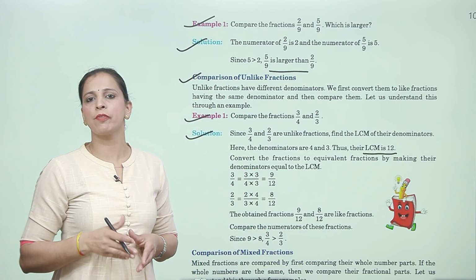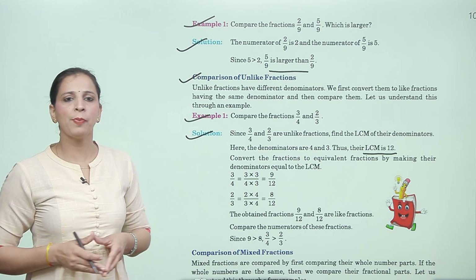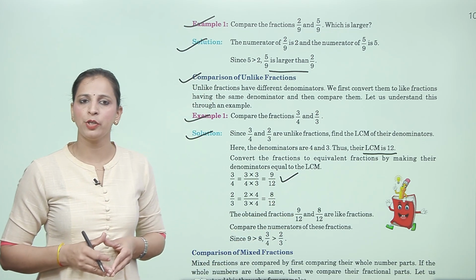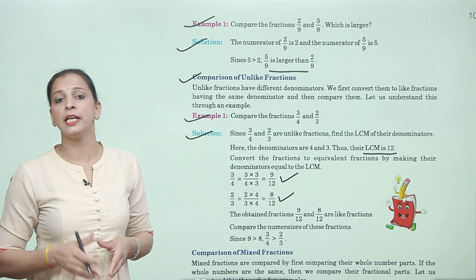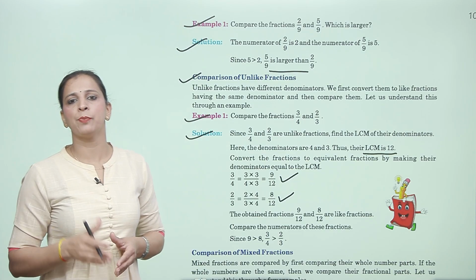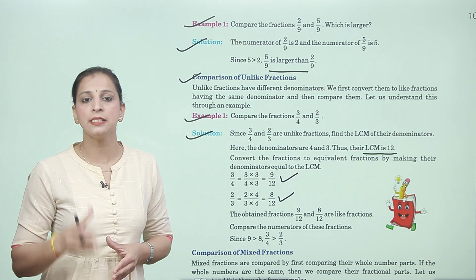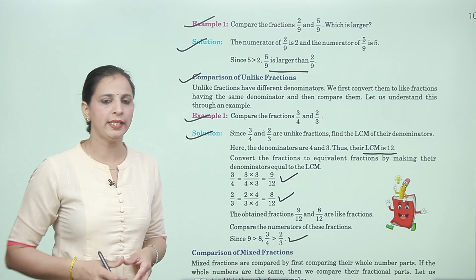Convert the fractions to equivalent fractions by making their denominator equal to the LCM. Now 3 by 4 is multiplied by 3, both numerator and denominator, it equals 9 by 12. 2 by 3 is multiplied by 4, both numerator and denominator, we get 8 by 12. Now the obtained fractions 9 by 12 and 8 by 12 are like fractions. Compare the numerators of these fractions. Since 9 is greater than 8, so 3 by 4 is greater than 2 by 3.